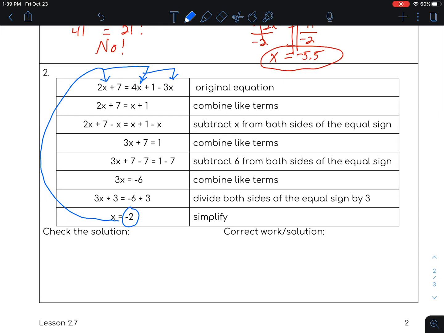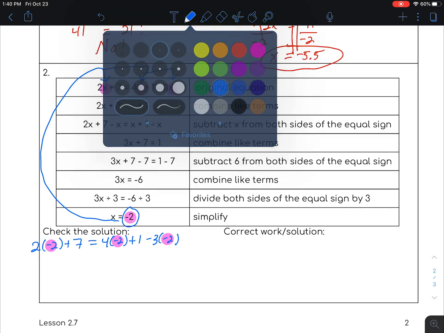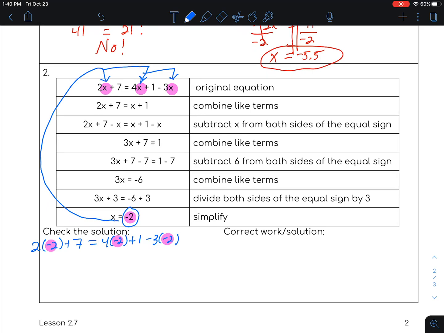So we've got to plug that back in for x everywhere we see it in the original equation and see if that works. So it is 2 times negative 2 plus 7. Does that equal 4 times negative 2 plus 1 minus 3 times negative 2? We've got that in there a number of times, so I'm just going to highlight it. We had these three places where we were putting that x value back in. So it ended up here and here and here. All right, let's see if that works.